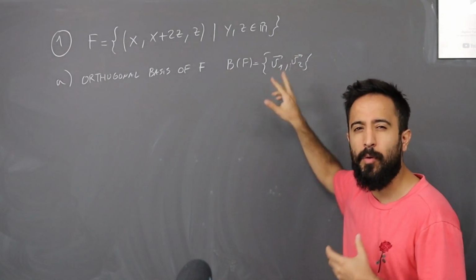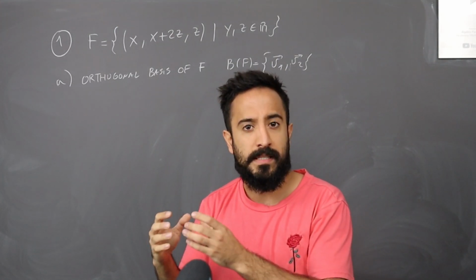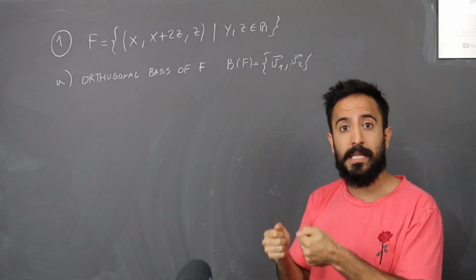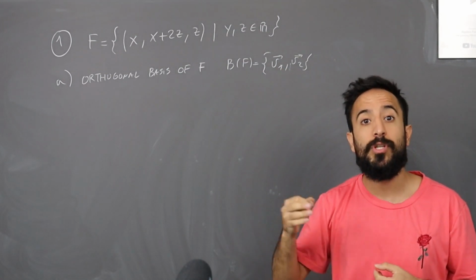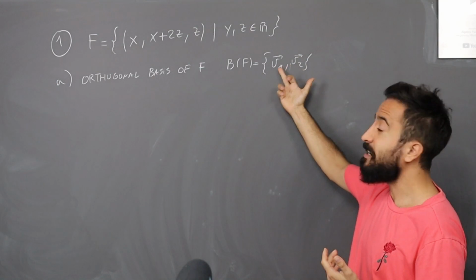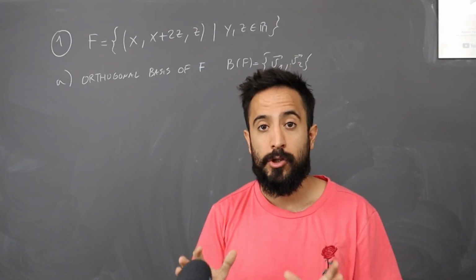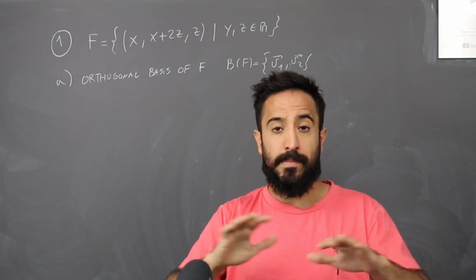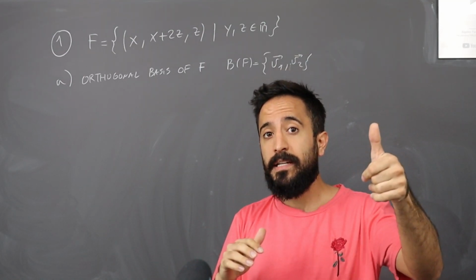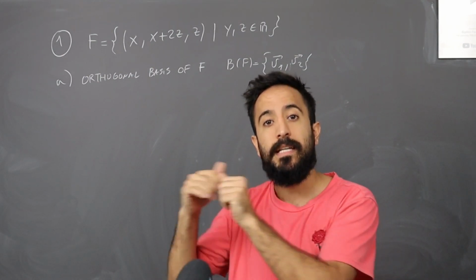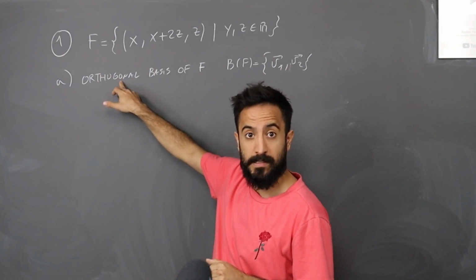So let us remember what an orthogonal basis means. That means that these 2 vectors that make the base are orthogonal to each other, which means that the inner product between these 2 vectors equals 0. So, let's start by finding any basis, any. And then we can use the Gram-Schmidt method to make that base into an orthogonal base, right?